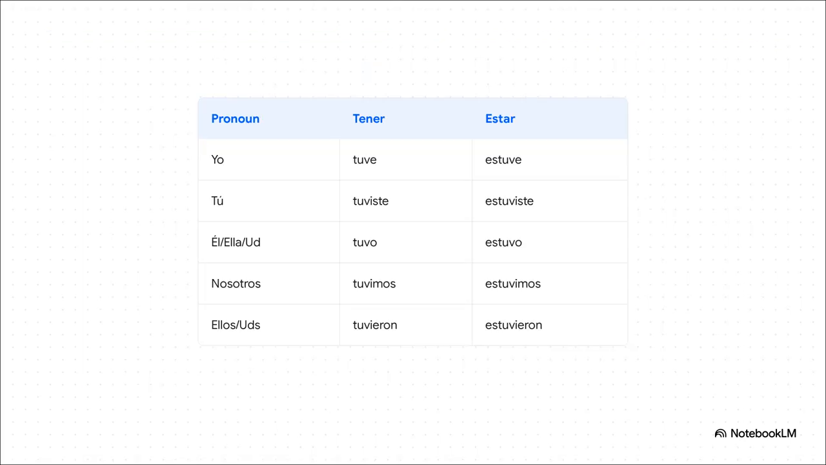So, when we put this all together, we are just combining our U stems with our secret endings from earlier. Take the yo form, for instance. Tuv- plus e becomes tuve. Estuv- plus e becomes estuve. You can just read right down the list. Tuviste, estuviste. Tuvo, estuvo. Tuvimos, estuvimos. And tuvieron, estuvieron. It is a perfect, predictable, super easy to read pattern. No random guessing required whatsoever.